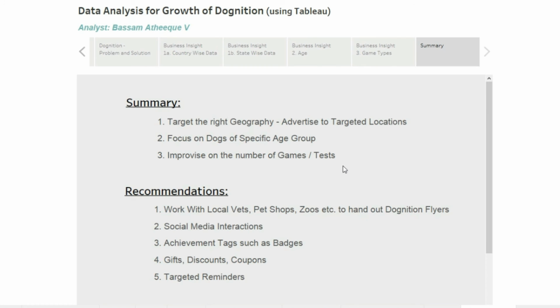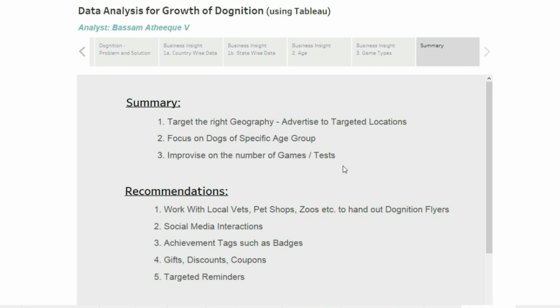The major marketing campaign which can be done is working and collaborating with local vets, pet shops, zoos, who can hand out Dognition flyers to all the visitors who are coming there, and that is a perfect audience, as they are the animal craze or the animal addicted customers, visitors, who we can make use of. And if we market to this kind of people, we definitely will be getting more subscribers.